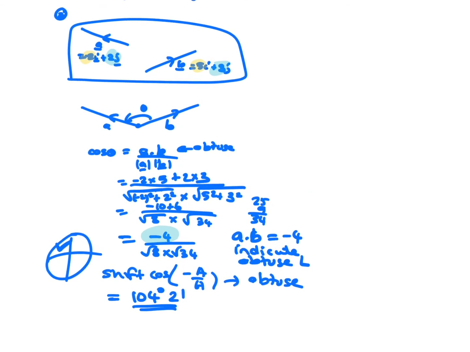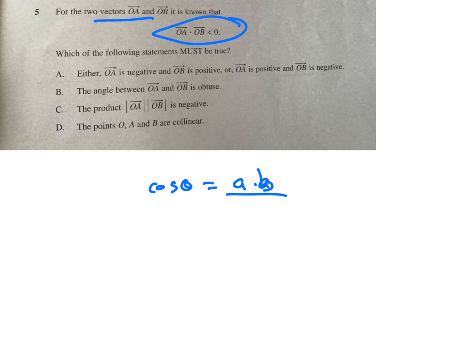Now we're just going to look at this year's HSC question, because they had a multiple choice that shows this as well. If you look at this question, it said that for the two vectors OA and OB, it is known that OA dot OB is negative. If that's negative, that means the angle between the two vectors would be obtuse, because the top part of this would be negative. So B would be your answer.